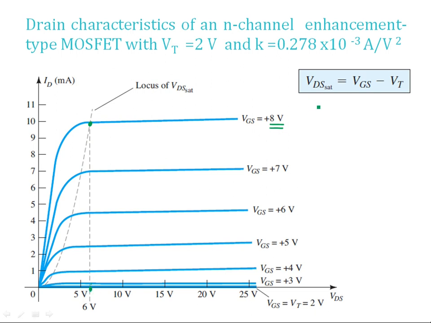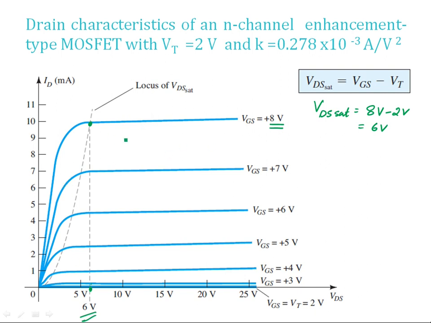So for VT equal to 2 volt, what is VDS sat for VGS equal to 8 volt? 8 volt minus 2 volt, it is 6 volt. You can see that marked here. This is 6 volt. So this is at 6 volt.